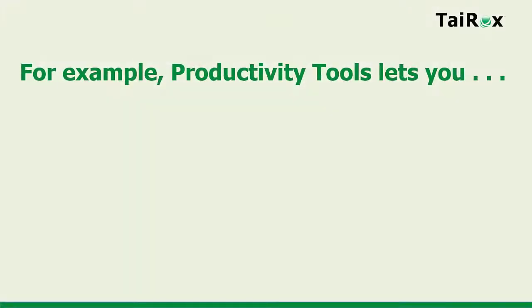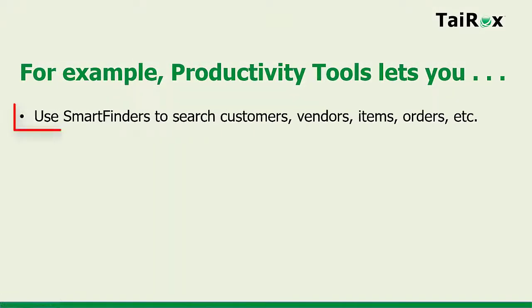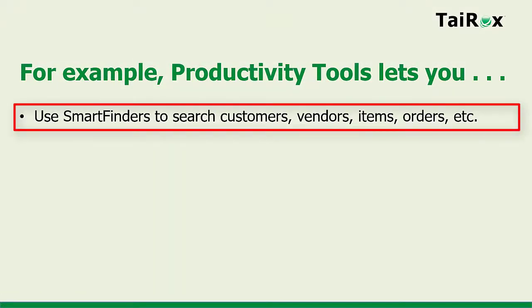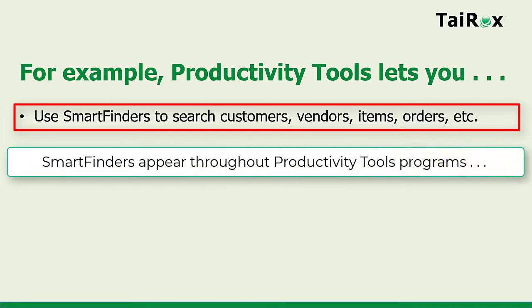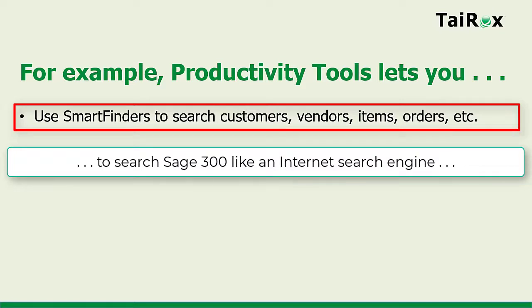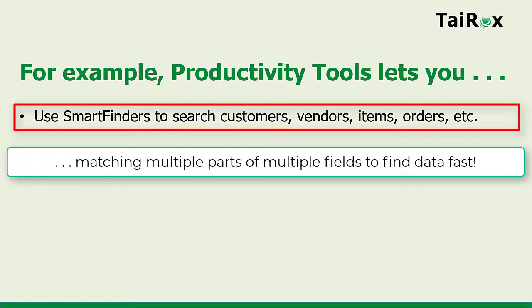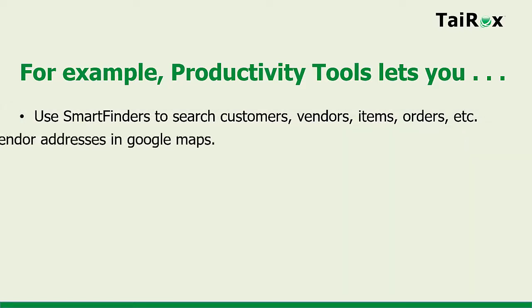For example, Productivity Tools lets you use SmartFinders to search customers, vendors, items, orders, POs, or invoices. SmartFinders appear throughout Productivity Tools programs to search Sage 300 like an internet search engine, matching multiple parts of multiple fields to find data fast.